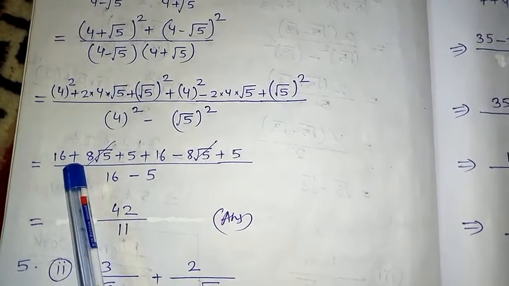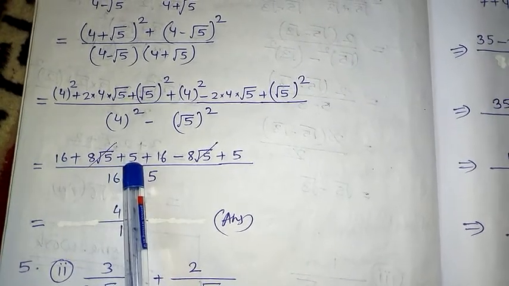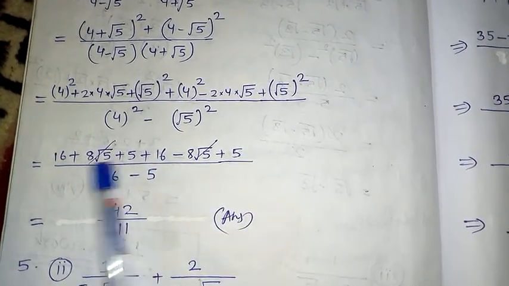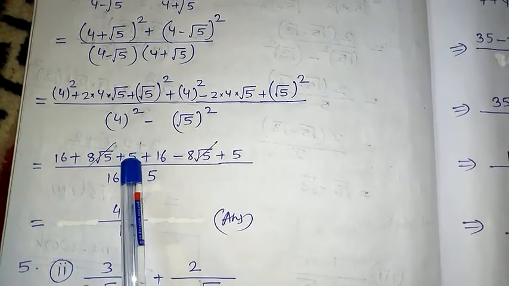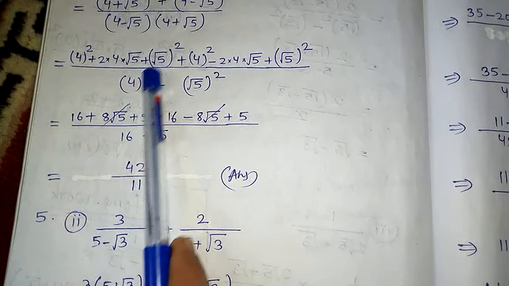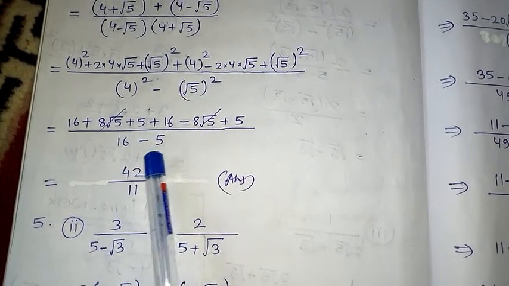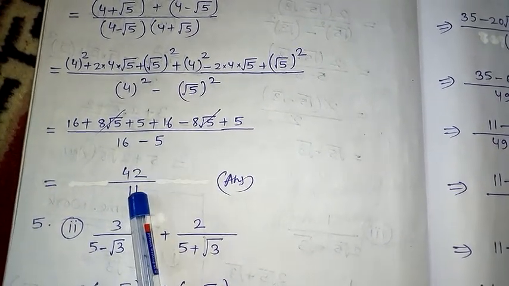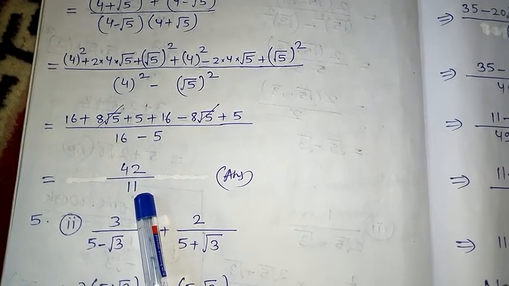Now all numbers are remaining here. 16 plus 5 plus 16 plus 5: 16 and 16 is 32, 32 plus 5 plus 5 is 10, so 42. At the bottom, 4 square is 16 and root 5 square is 5, so 16 minus 5 is 11. 42 by 11 is our answer.